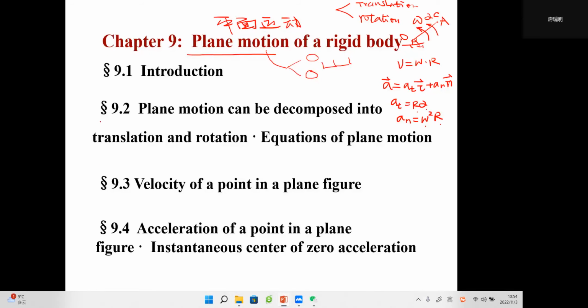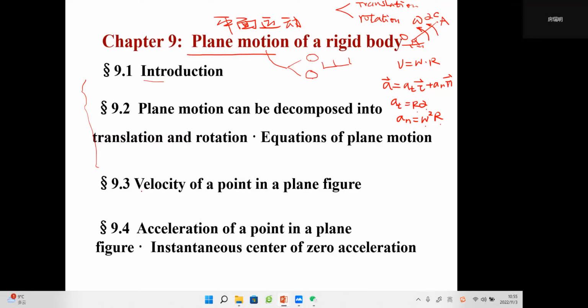And actually, there are 4 sections we will introduce one by one. So the first one will be introduction. We'll see that later. The second is plane motion can be decomposed into translation and rotation. So I just finished this introduction because these two components of this complex plane motion are independent. So we can decompose it into translational part and rotation part. And we are going to talk about the equations of plane motion, right?